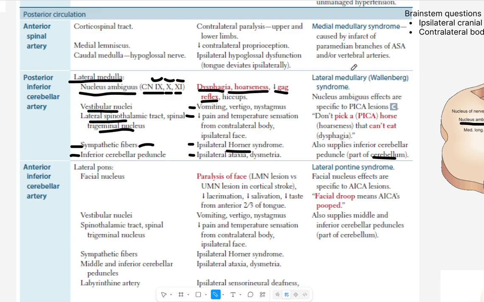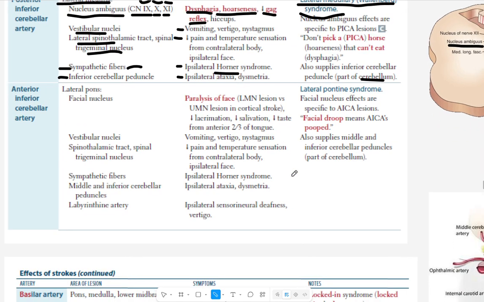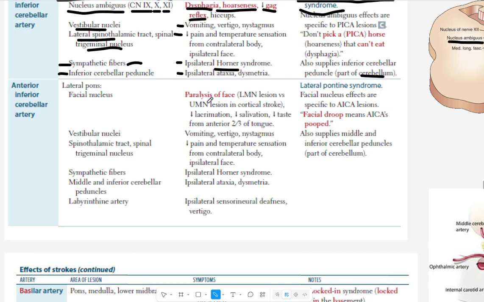Okay, and all of this is basically known as lateral medullary or Wallenberg syndrome. Just like we had a medial medullary syndrome for the ASA, we have a lateral medullary syndrome named for the PICA. Okay, moving on to the, I think I'll stop the video here because it's 19 minutes long, and I'll continue from the anterior inferior cerebellar artery in the next video.